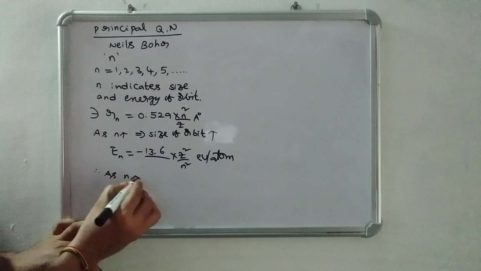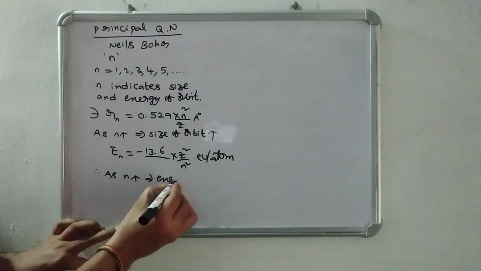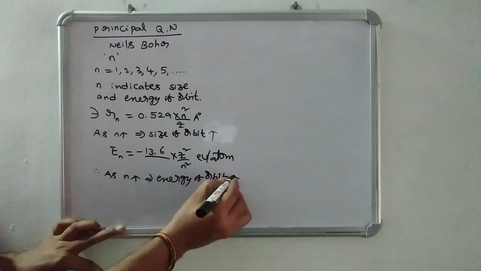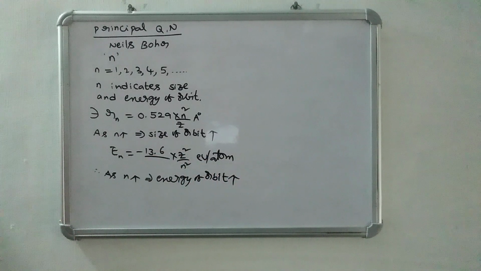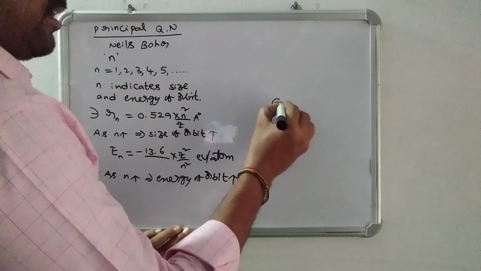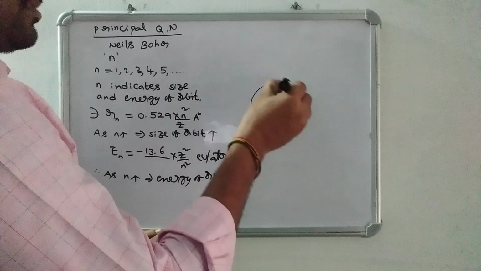We can write as principal quantum number n value increases, it implies energy of orbit also increases. Understood? As n value increases, the size and energy of orbit increases. Okay, right. Now for example, let it be nucleus. Let these are orbits.